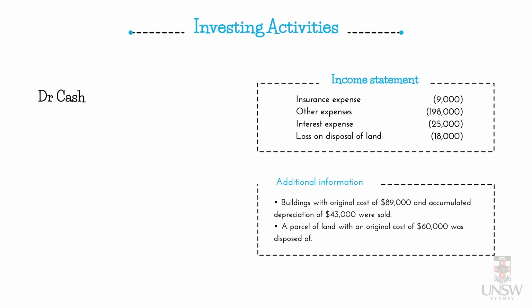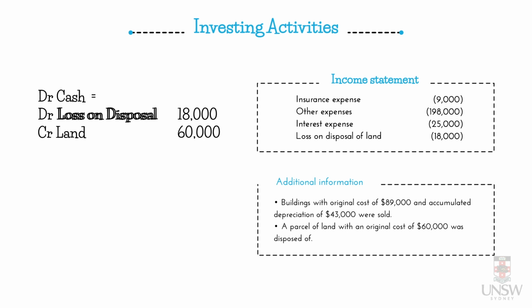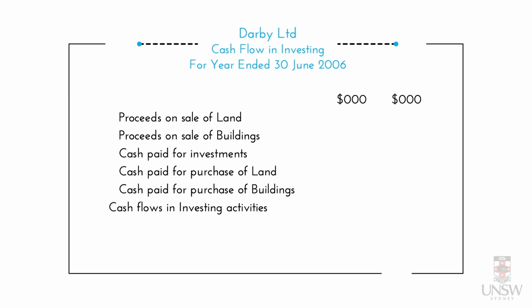We have some extra information from the income statement, which is there is a loss on disposal of land of 18,000. So we can put this into the journal entry. So debit loss on disposal 18,000. Land, we're told in the additional information it costs 60,000. So we credit land in this journal entry. To solve the amount of cash, it's the land minus the loss on disposal. So this will give us proceeds of cash of 42,000. So we can put this into our cash flows and investing activities section. Proceeds from sale of land, 42.